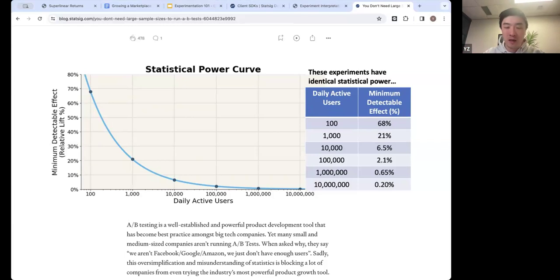So if your experiment is underpowered, especially for early startups, and I think there is a question about B2B experiments as well, when the sample size is small, you can still detect large incrementals. For example, if you have 10K daily active users, you can still detect a 6.5% delta. But if your improvement is only 1%, you need a much larger sample size. But for early startups, I don't think you are aiming for 1% incremental. You are aiming for 10% incremental, and that can be detected.